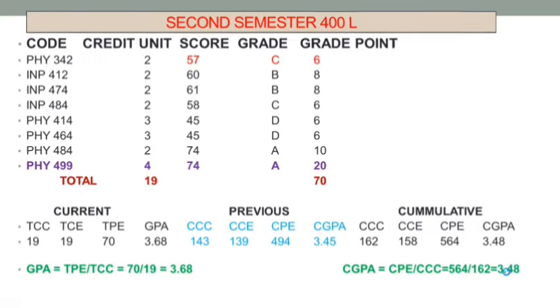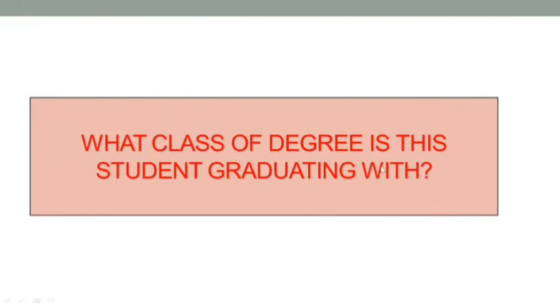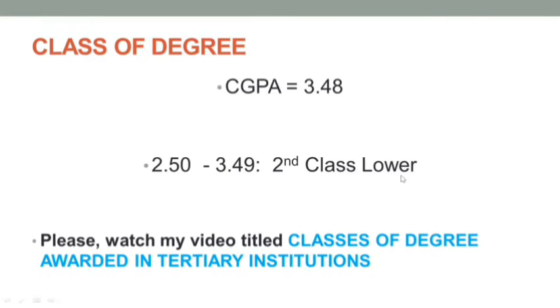Let's look at what Mr. Boy will be graduating with. What class of degree is this student graduating with? We have known the CGPA. This is the CGPA, 3.48. So let's look at the class of degree for a candidate with 2.50 to 3.49. He is graduating with second class lower.